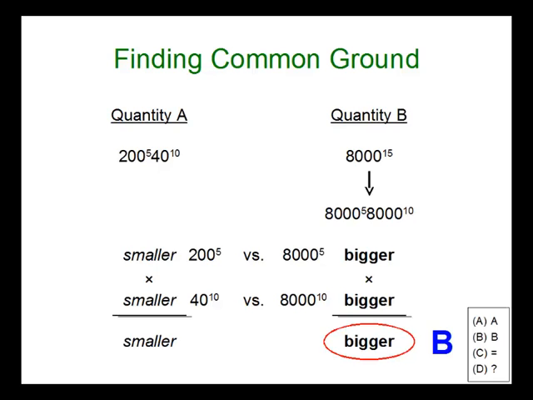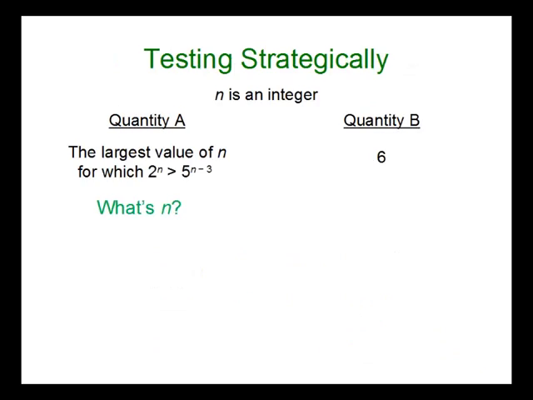Now there's other ways to go. We could have exploited the fact that 200 times 40 equals 8,000. We could have found common ground in common bases and manipulated quantity B that way. Might be something to do on your own paper if you want to pause the recording and try that out. But for now, we'll proceed.